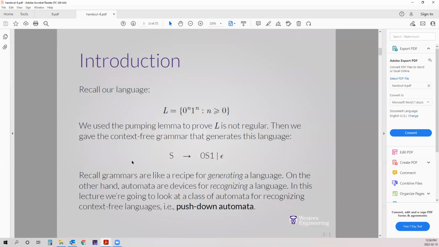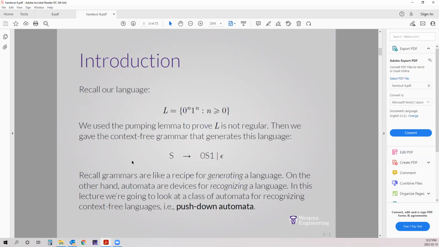Push-down automata. Introduction. Let's recall our now classical example, the language L equals 0 to the power n, 1 to the power n, where n is greater or equal to 0. We used the pumping lemma to prove L is not regular. Then we gave the context-free grammar that generates this language. S gives us the production rule: S goes to 0 S 1 or epsilon. Recall that a grammar is like a recipe for generating a language. We talked about these concepts yesterday.